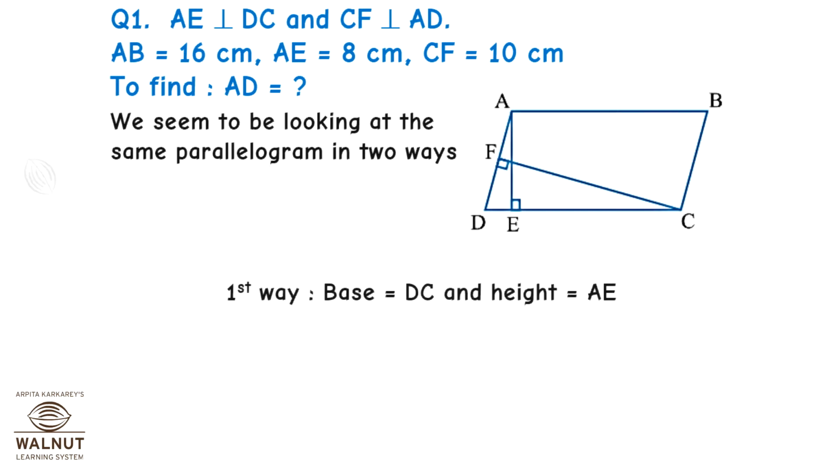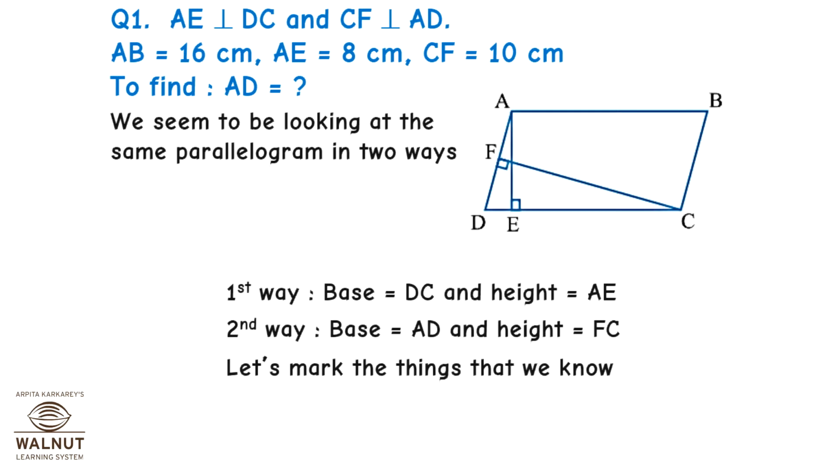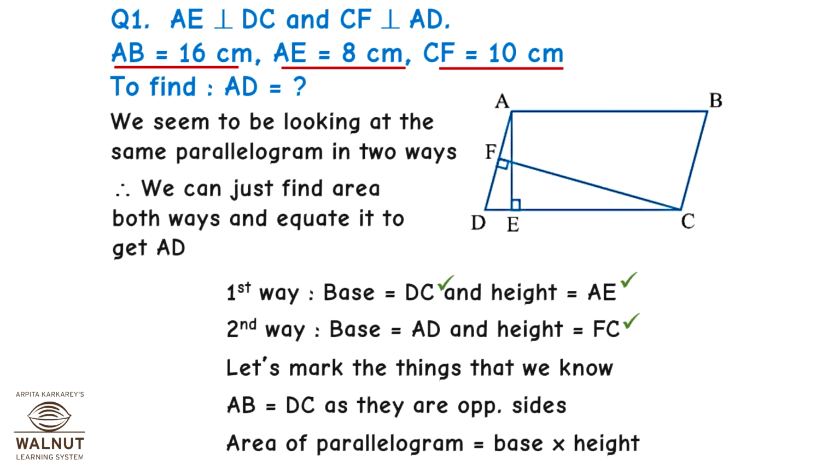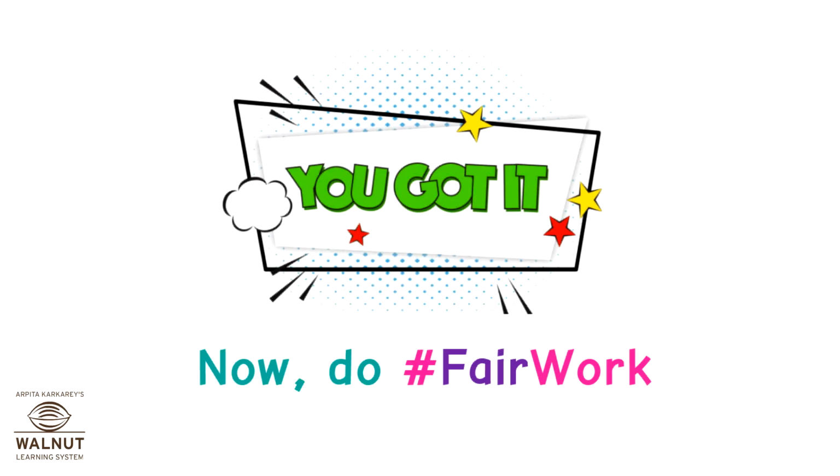First way, base is equal to DC and height is equal to AE. Second way, base is equal to AD and height is equal to FC. Let's mark the things that we know. AB is equal to DC as they are opposite sides. Area of parallelogram is equal to base into height. Therefore, we can just find area both ways and equate it to get AD. You got it. Now, do fair work.